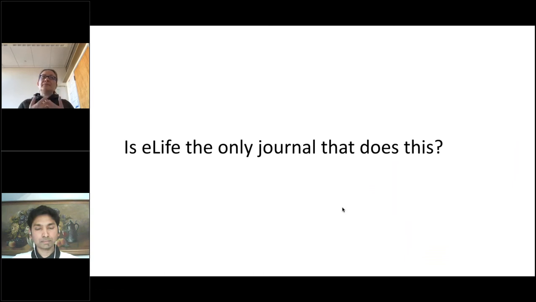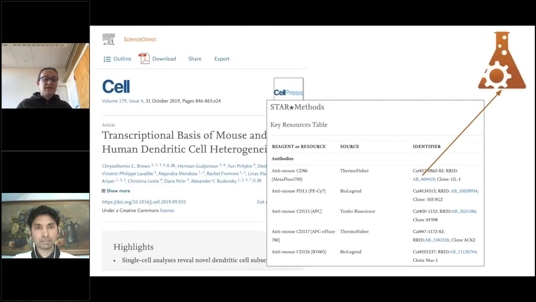So is eLife the only journal that actually does this? In fact, no. The Cell Press family has gone a very long way to making sure that every one of their papers has this lovely STAR Methods table. And this table, again, has all of the links and has the identifier sitting right there. In fact, it kind of even looks like a little recipe. Here are the things that you have to get in order to reproduce this study, which is, I think, a very cool little ingredient list.